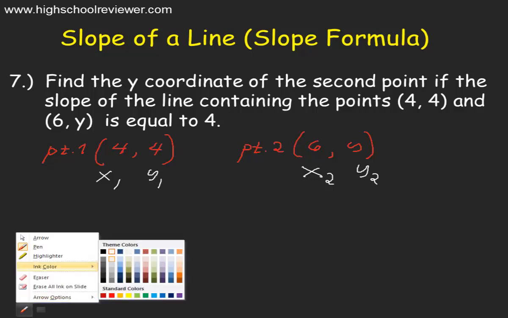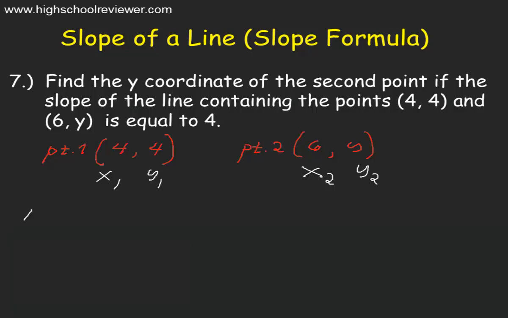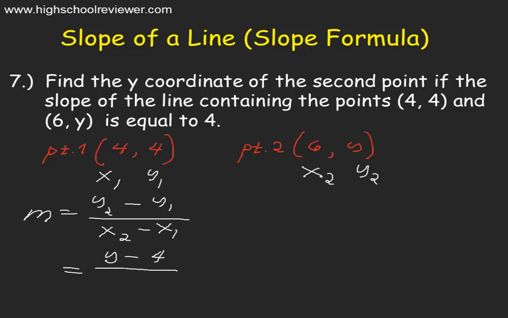So to solve for y sub 2, the formula for slope is y sub 2 minus y sub 1 all over x sub 2 minus x sub 1. Our y sub 2, that is the unknown, so let's represent that as y minus y sub 1, that is 4, all over x sub 2, that is positive 6, minus x sub 1, which is positive 4. And let us not forget that our slope is equal to 4. So m here will be equal to 4.